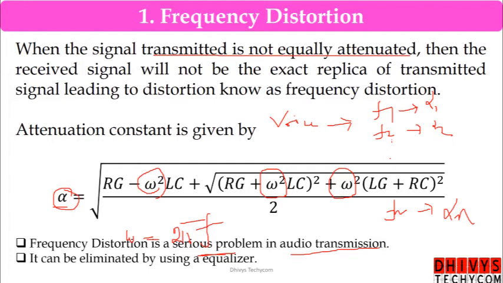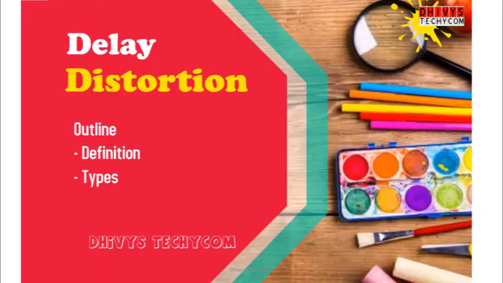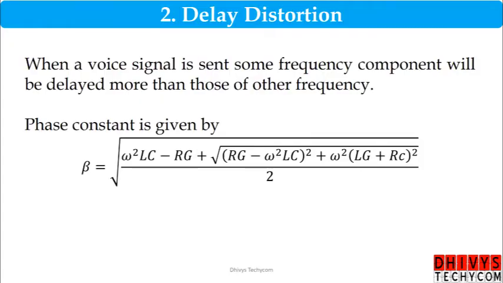So for frequency distortion, I told you the definition, the general equation of alpha, how alpha is related with frequency, what serious problem it affects, and the method for eliminating this frequency distortion. The second type of waveform distortion is delay distortion. Let us get to know what delay distortion is actually all about. When the voice signal is sent, some frequency components will be delayed more than those of other frequencies. As I told you in the previous example, let us take the same example.